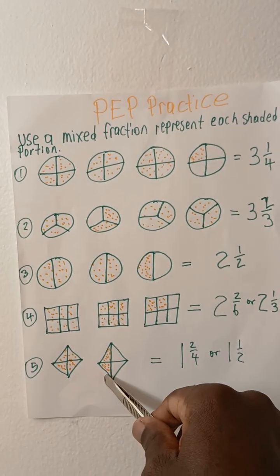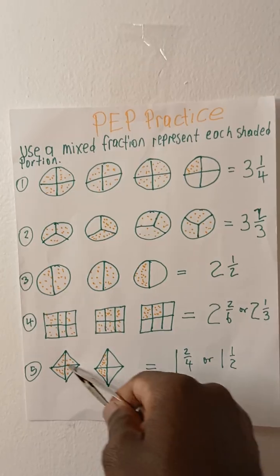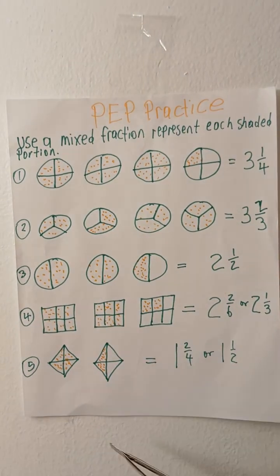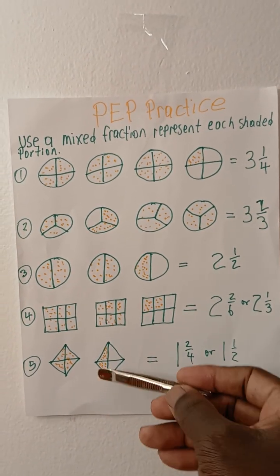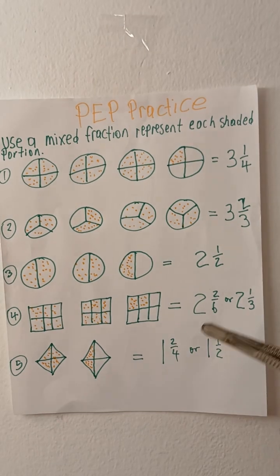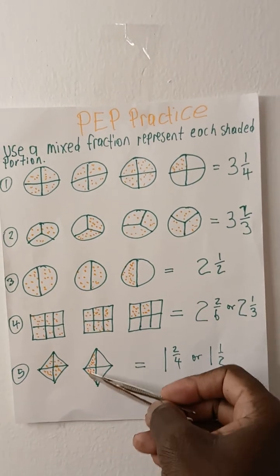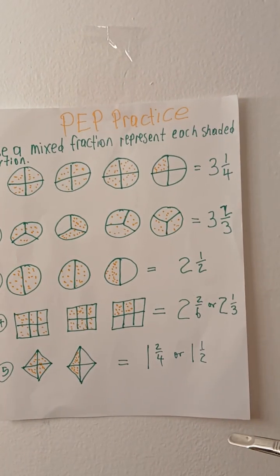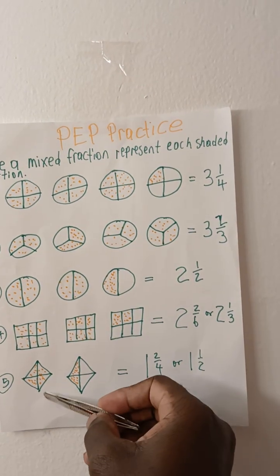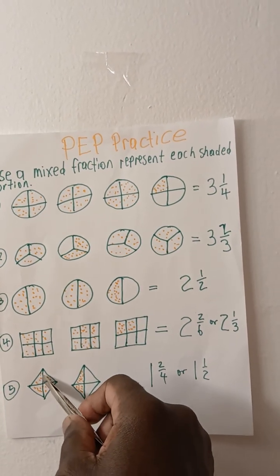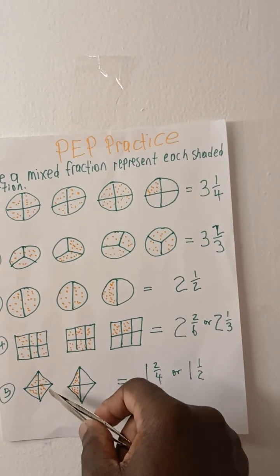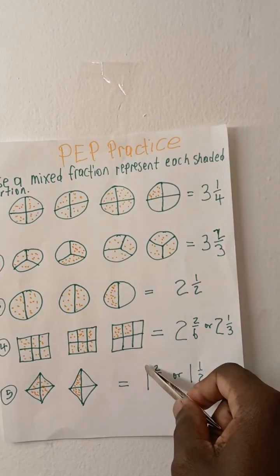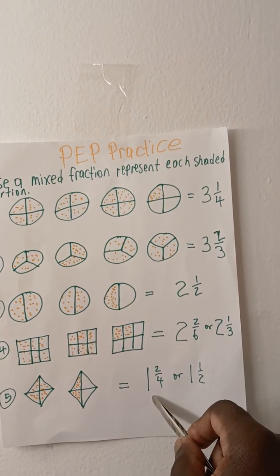We move to the other one. We have 2 shapes here. These are 2 diamonds. Not kites. A kite would have a longer part down here and a short part up here. So let's just say diamond. Alright? So here we have 2 diamonds. This is a whole. This is not a whole. This is a whole. It's 1 whole. So we use 1 here to represent the whole.